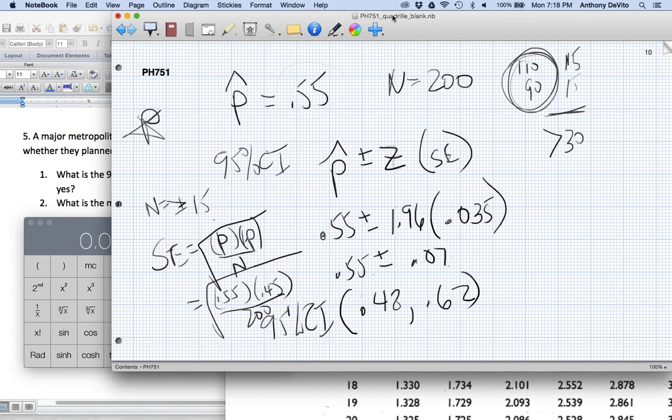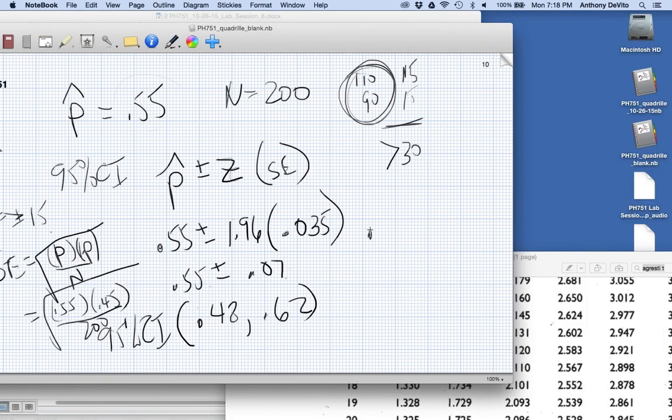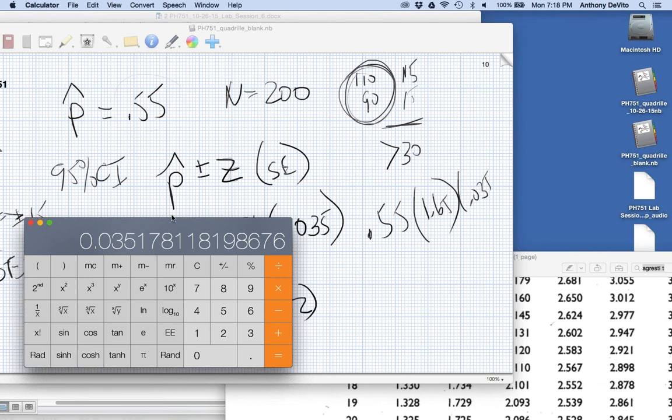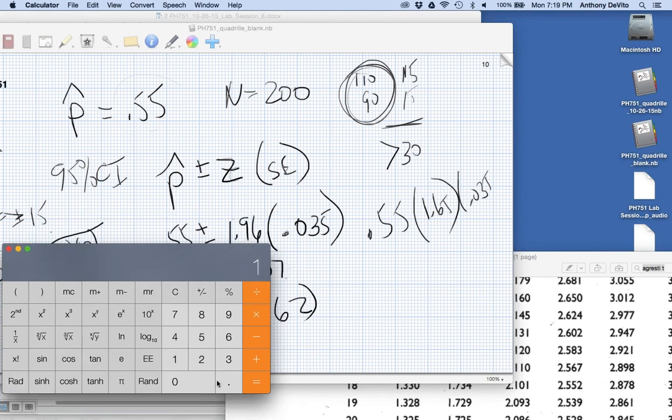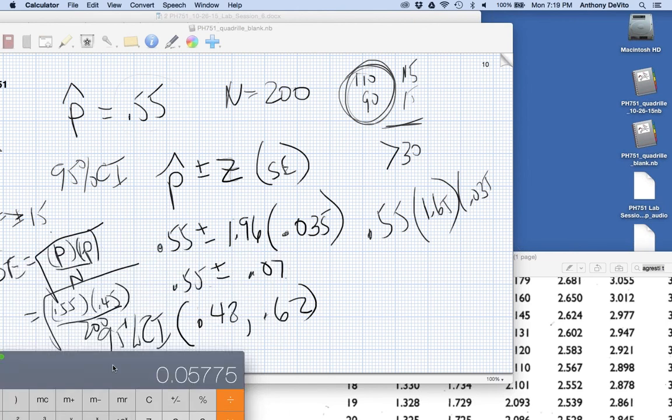Now let's do something interesting. Let's do this again, except for a 90% confidence interval. For a 90% confidence interval, let's see how it works out. 1.645 times 0.035. What does that come out to roughly? That is equal to about 6%. It's still not enough. I'm not even 90% sure, right? Because I'm still down at 49% to 61%.